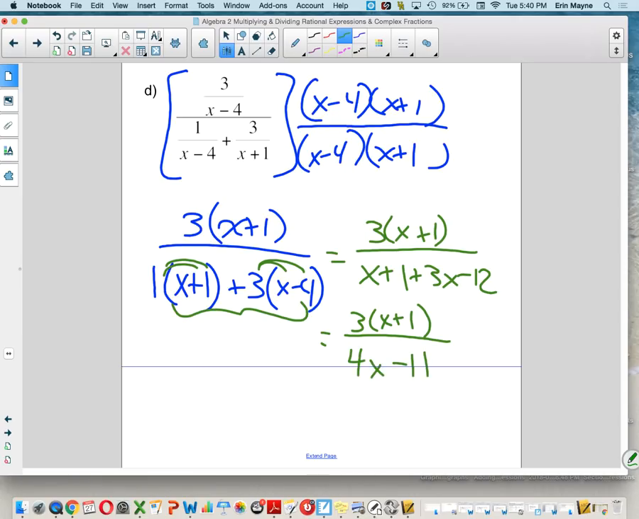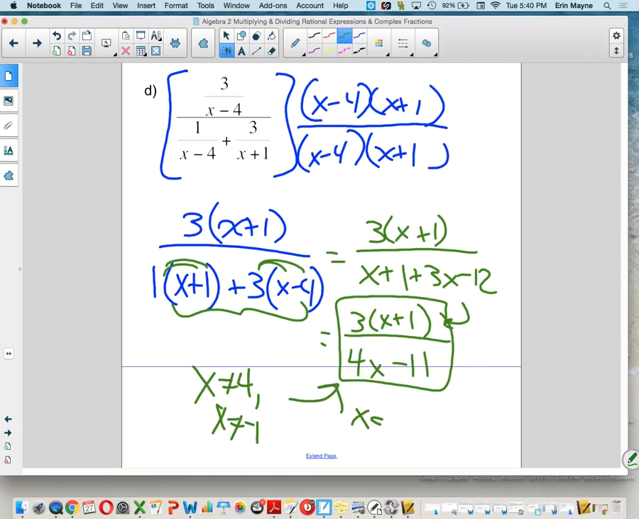Now, there is nothing else to do in that denominator, but for the record, your final answer does have to be factored on top. One thing we didn't talk about in the previous example that I want to just remind you, these also have restrictions. So x cannot be 4, x cannot be negative 1. And in the final answer, and this is where this is a little unique, x also cannot be 11 fourths. So that may be something you run into over the next couple days.